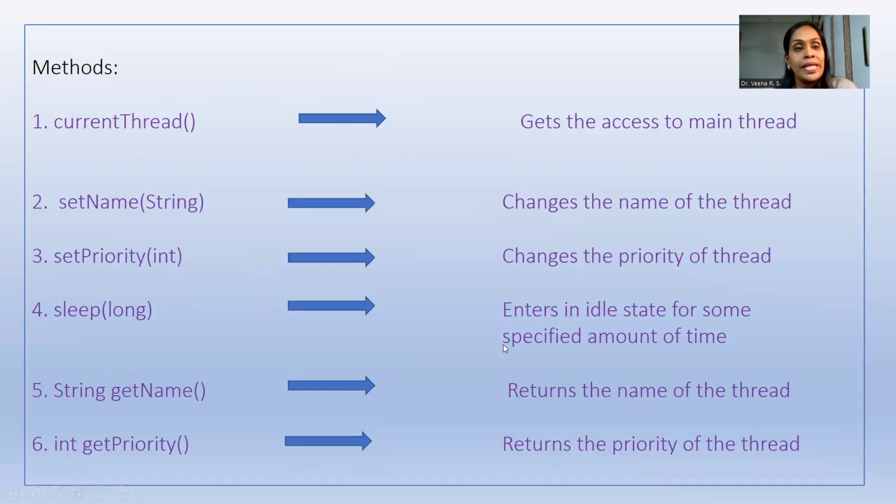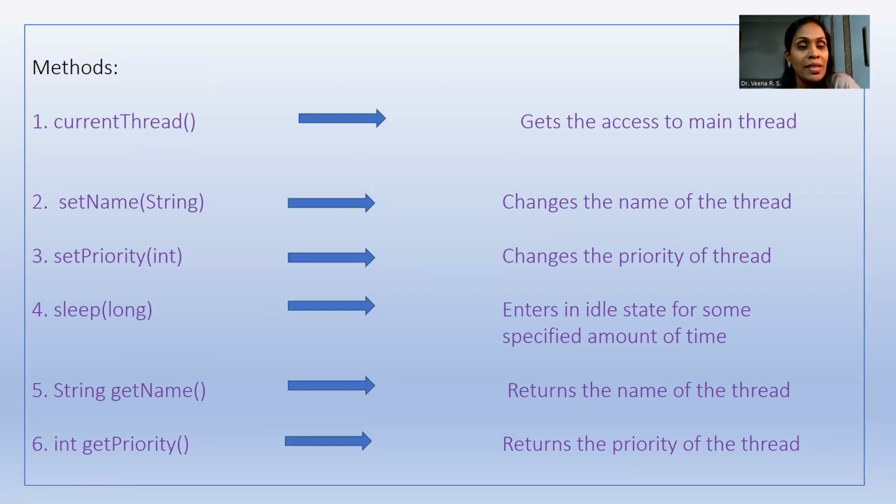So when we talk about threads in Java, there are various predefined methods which you can use in the program. The first method is currentThread, which gets access to the main thread. If I want to know what is the current thread that is running, or I want to read the main thread details, it may be the name of that thread or the priority of the thread, I can make use of the method currentThread.